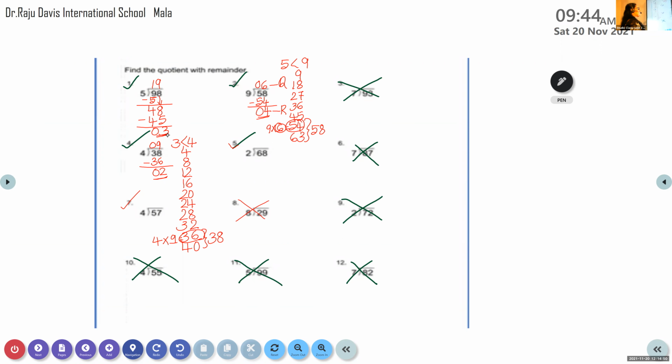68 divided by 2. First we compare. Which numbers? 6 and 2. 6 is greater than 2, isn't it? The dividend is greater. So, the next step is to check whether 6 is there in the table or not. Yes, it is there. So, just we will write the products. If you want, you can write the products. 2, 4, 6. You got 6 there.